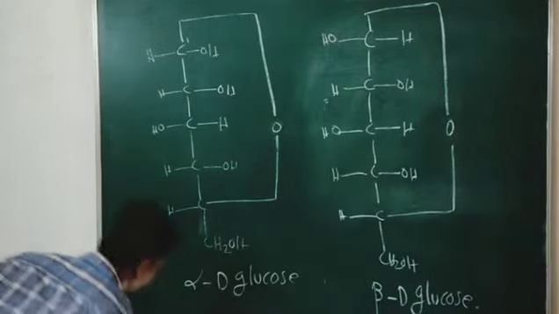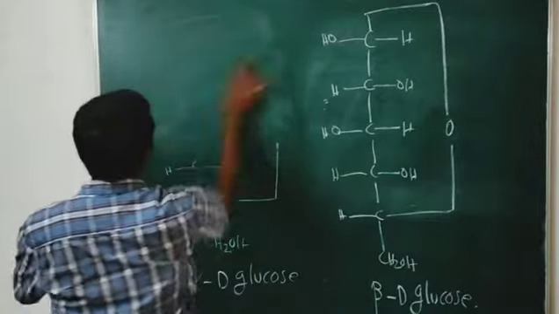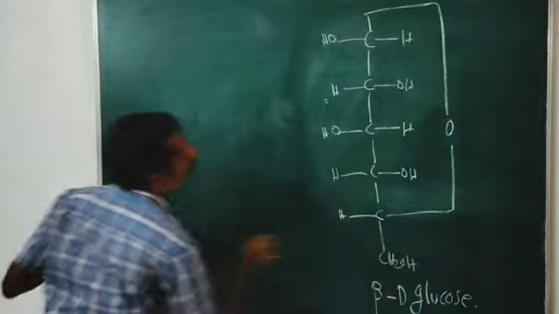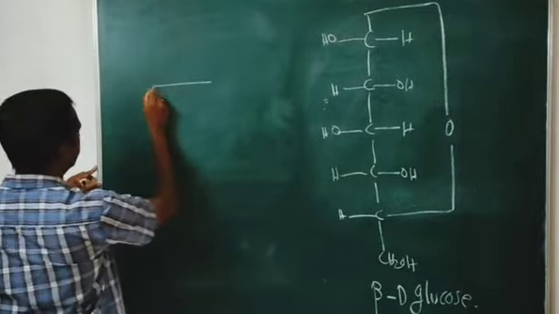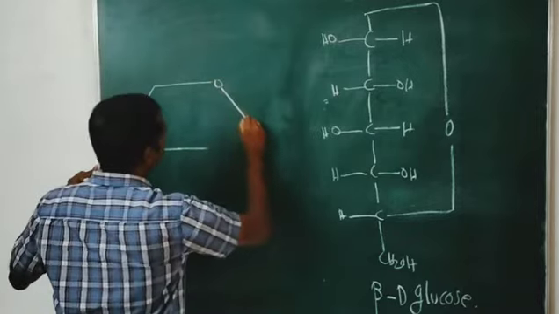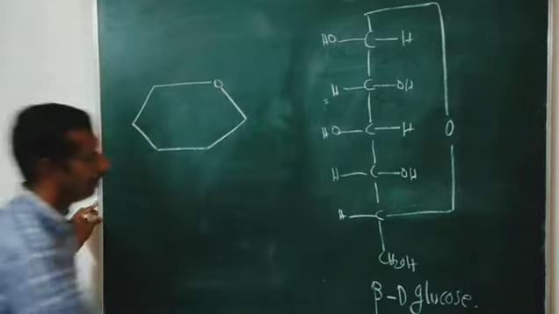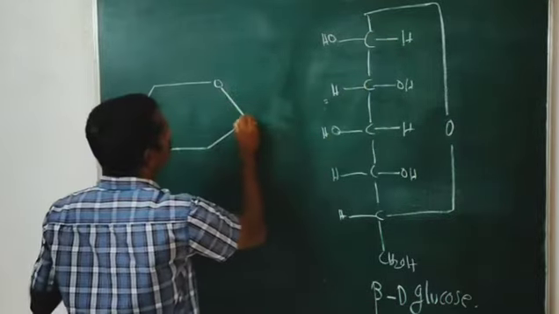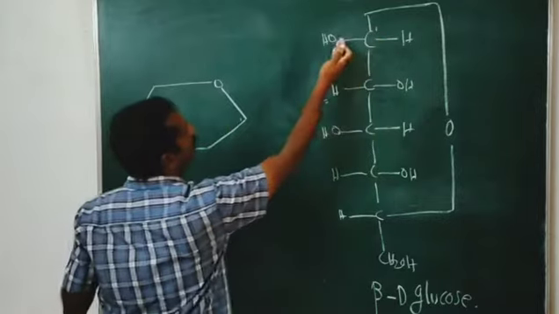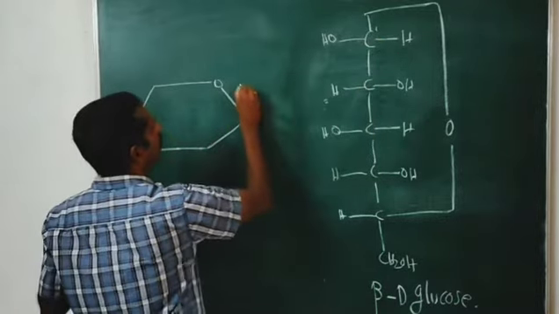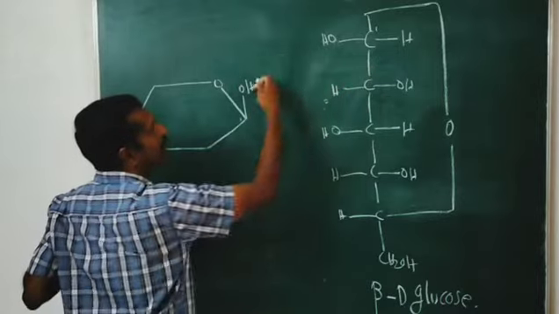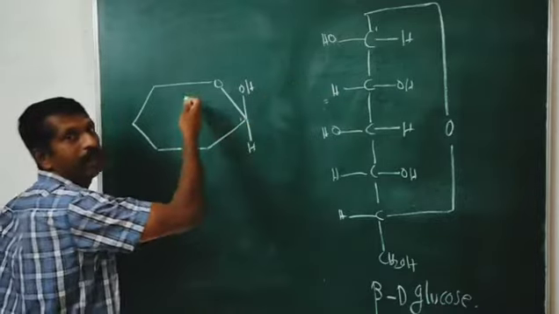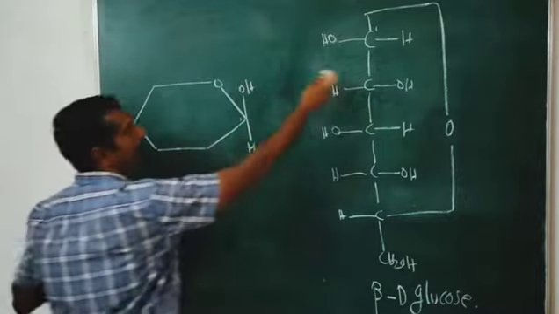Now let us draw the pyranose structure for beta D glucose. The same way, you can show the pyranose structure. Again, this is our oxygen. You come to the first carbon, and now OH is on the left-hand side, so OH will come up and H down. This is the only difference between alpha D glucose and beta D glucose. The rest is as it is.